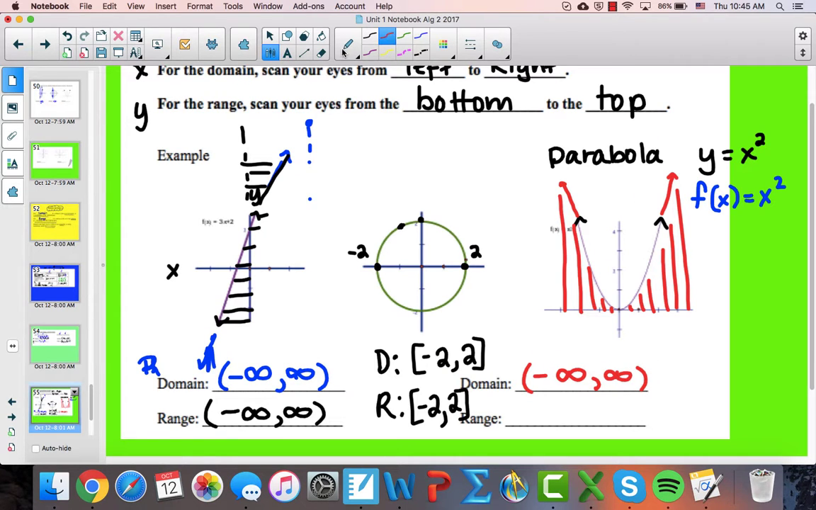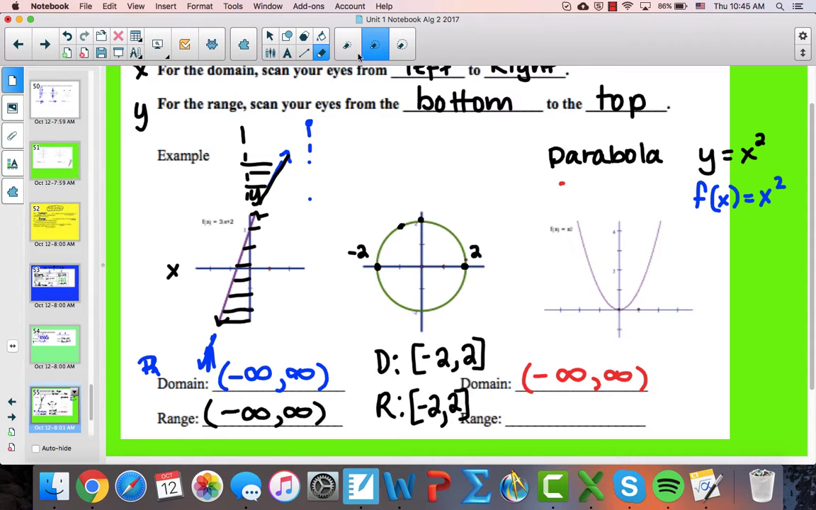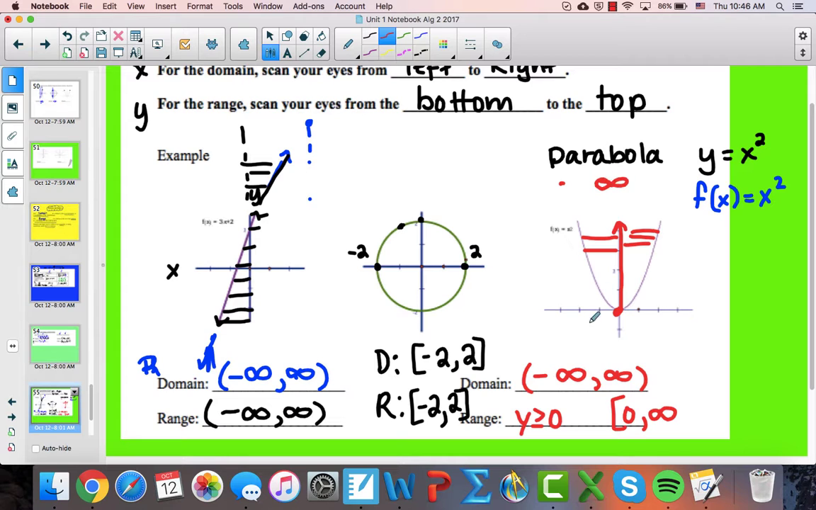The range, though, is slightly different. So let me erase. The range, we scan from bottom to top. So the bottom value here is y, and it's rising up, meaning I'm going to have a y value everywhere above that point right there. That's called the vertex. And so my range as an inequality would be y is greater than or equal to 0. But in interval notation, we would write hard bracket 0 all the way to infinity. Because along the y-axis, positive infinity is up here and negative infinity is down here.